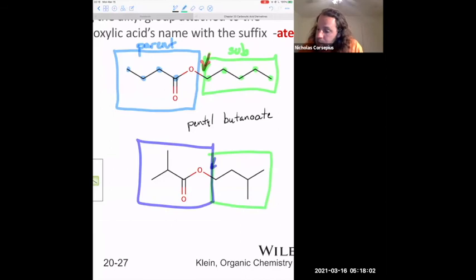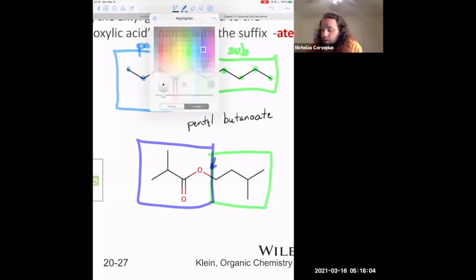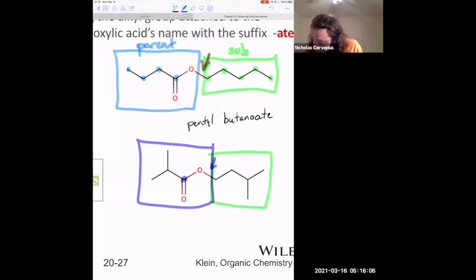So in each chunk, you're going to find the parent chain. 1, 2, 3. You're always going to start numbering from that ester functional group. So this gets to be carbon 1, this is carbon 2, this is carbon 3. So my parent chain is 2-methyl. It would be propanoic acid if it was the carboxylic acid, but since it's an ester, I'm going to change that to propanoate.